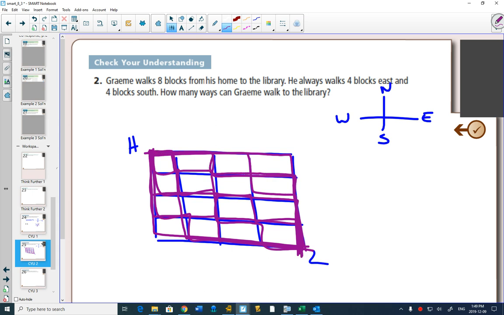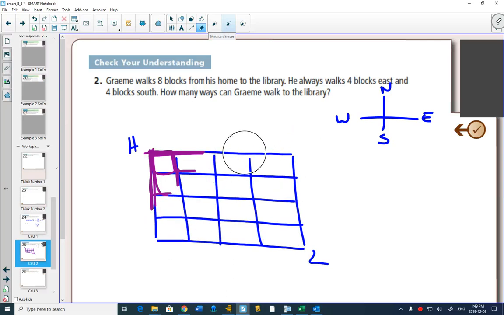Can you see yourself getting lost trying to count them all, doing it this way? Did I get them all when I was drawing them, or did I miss something? Be hard to tell. Now, how do we set this up and figure this out? So I'm going to show you 2 different strategies for setting it up and figuring it out.